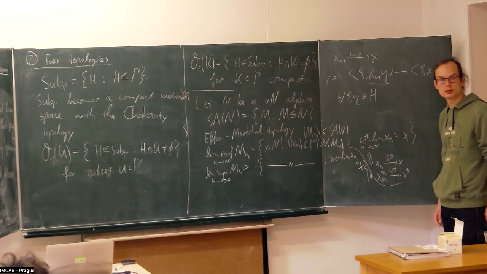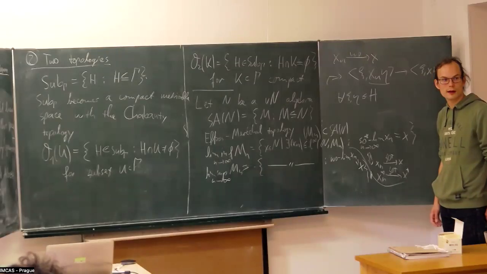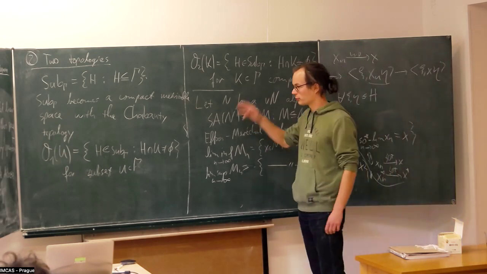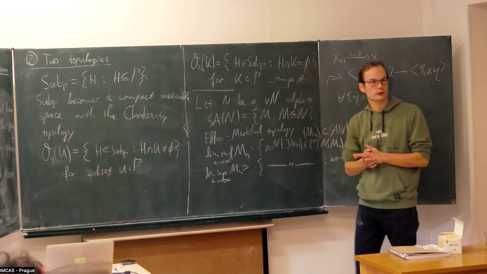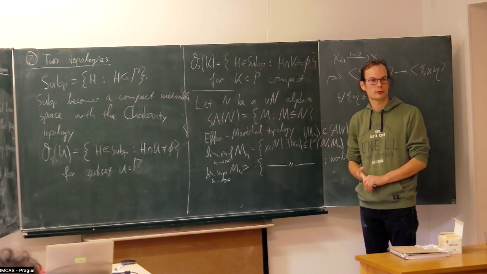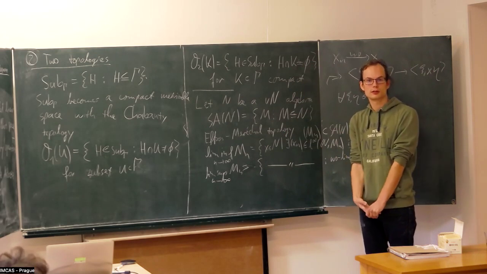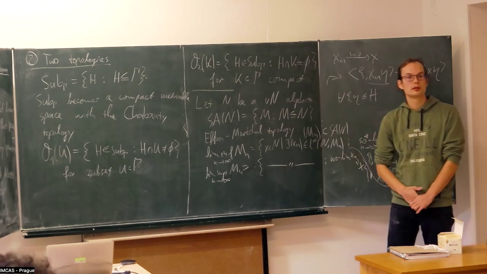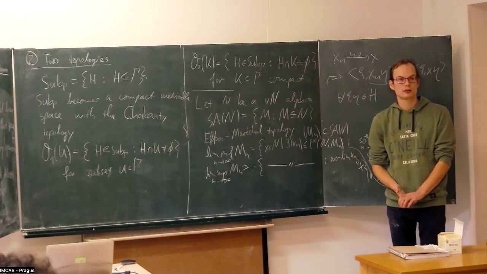There is a question in the chat: do O1 and O2 generate two different topologies, or are they generators for the Fell topology? That's a great question. I think they both together generate the topology, so you need both kinds of open sets. Will we learn what kind of topology it is? Is it Polish or anything? Yes, it is Polish. Cool, thank you.